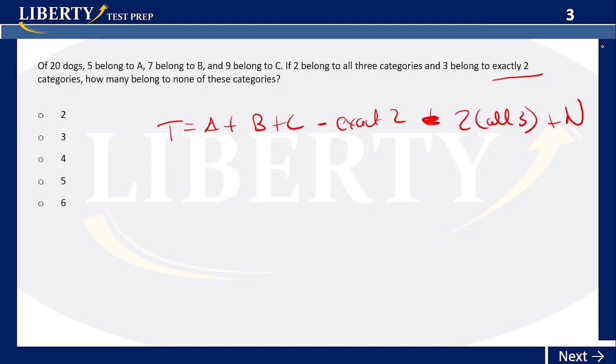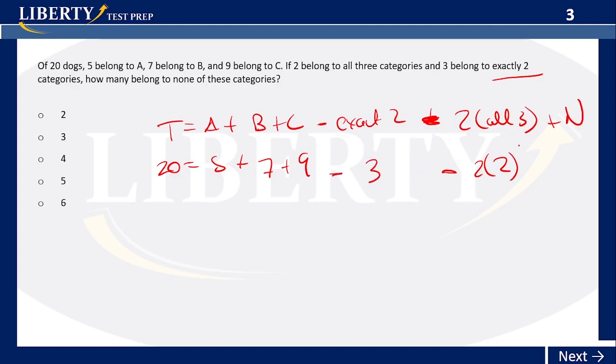That's what it is. So actually 20 dogs, 5 belong to A, 7 belong to B, plus 9 belong to C, and 20 dogs is the total. If 2 belong to all 3 categories, so all 3 is actually 2. So here we have 2 times 2. And 3 belong to exactly 2. So this one's 3. Okay.